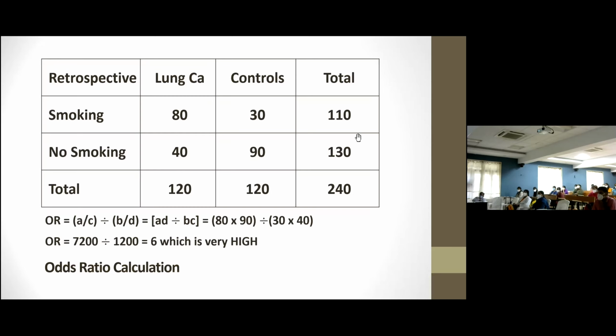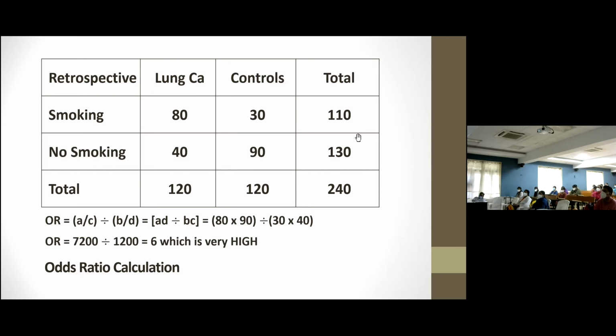Whereas when you do a retrospective analysis, for example, here lung cancer and smoking, there were a total of 110 people with smoking, 130 non-smokers. There were 240 people taken. Out of those who had lung cancer, 80 people were smoking. Out of those with lung cancer, 40 people were not smoking. So A by C will be 80 by 40, whereas controls, 30 people were smoking among the controls who did not have lung cancer. And then 90 had no smoking in the control group. 30 by 90 will be in the control group. A ratio of them is what is called the odds ratio.